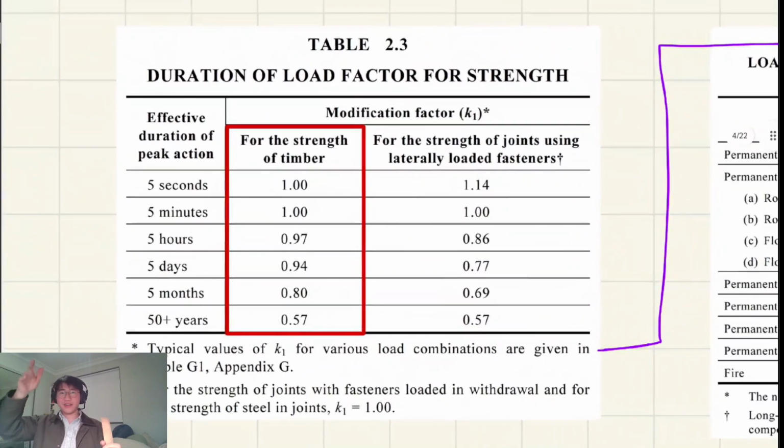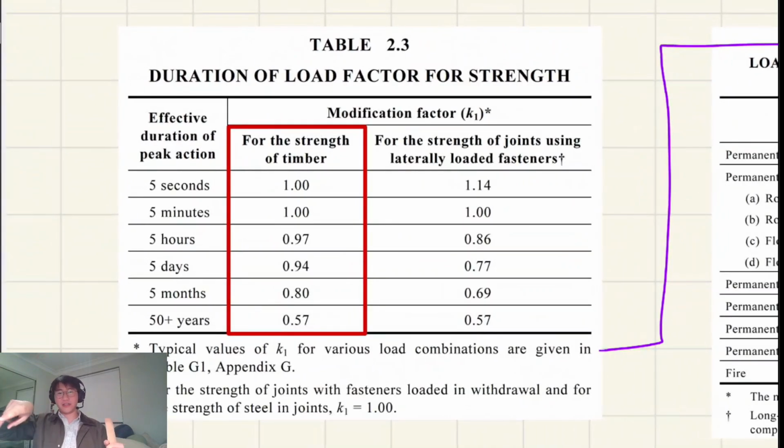You'll also notice that I've highlighted a red rectangle. We're doing member design right now. The row on the right is for when we're doing fasteners. And fasteners, if you haven't heard of it, is just another way of saying connections. So we're talking bolts, nails, things like that, screws.